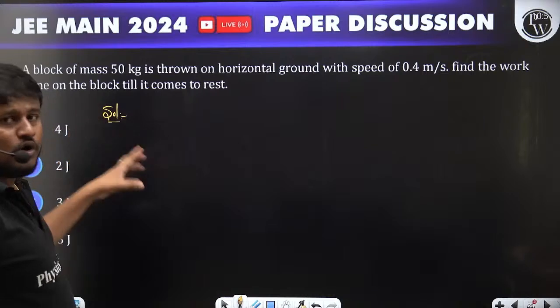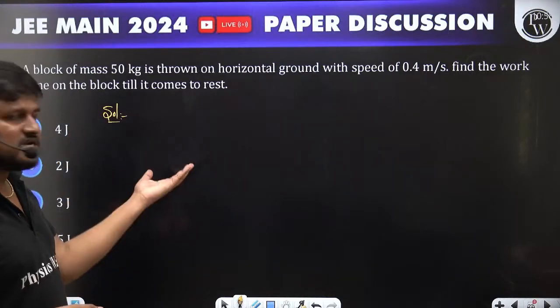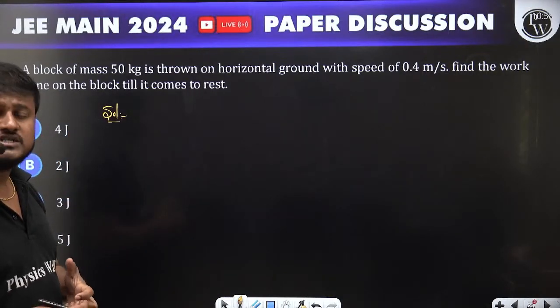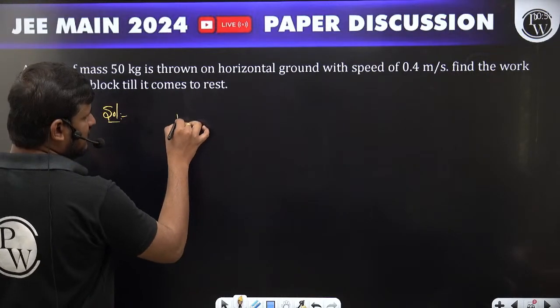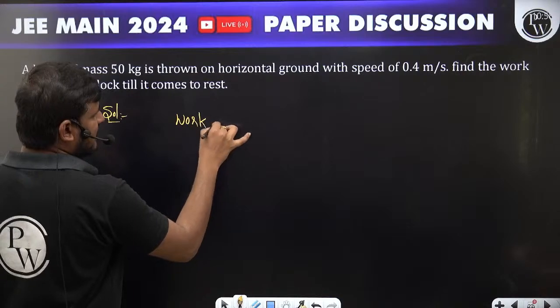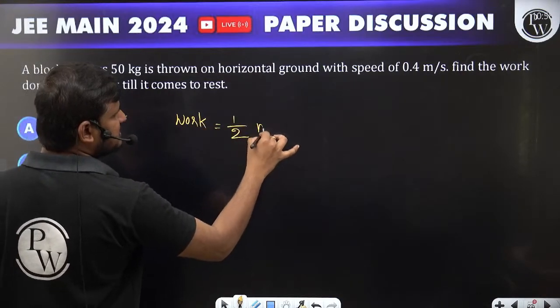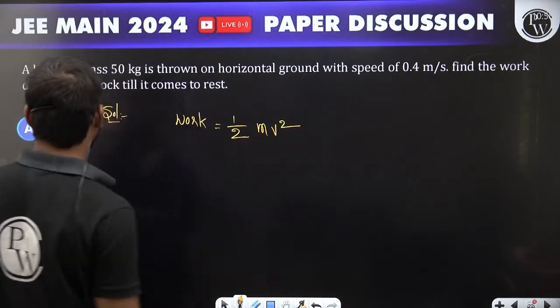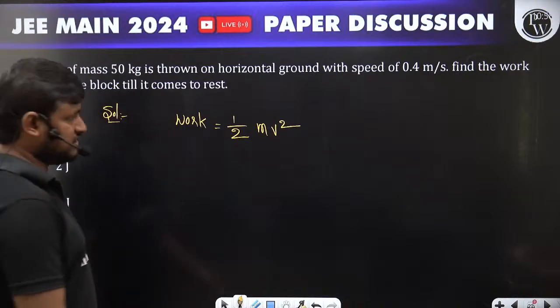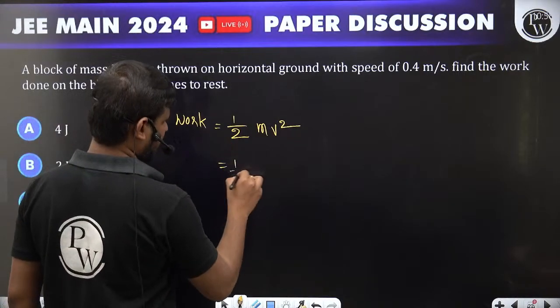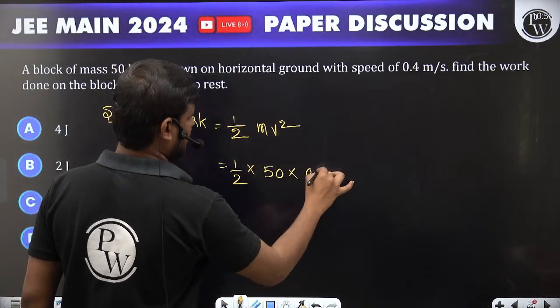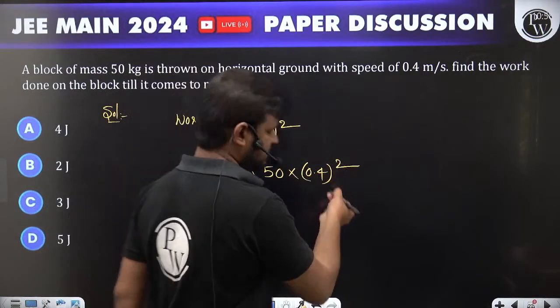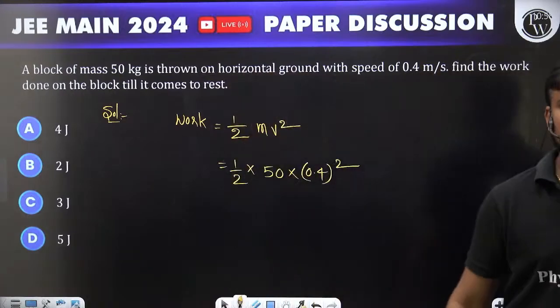See, the work done is equal to the energy, which is equal to the heat released. So here the work done will be equal to the kinetic energy of the moving body. Substitute the values: half into mass, which is 50 kg, into velocity 0.4 whole square. Just do the calculation.